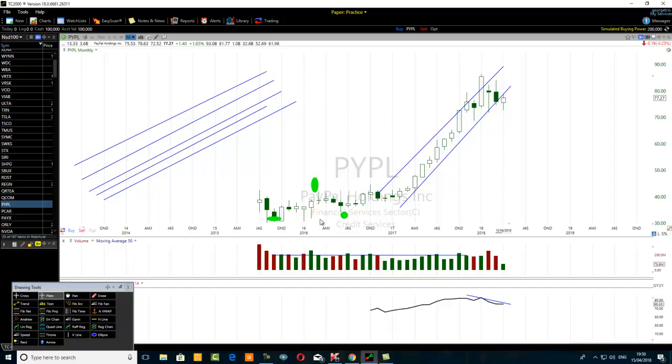divergences of a momentum oscillator to help us determine the corrective phase. So those are the things that you need to take into consideration if you are looking for technical indicators that can warn about corrective waves.